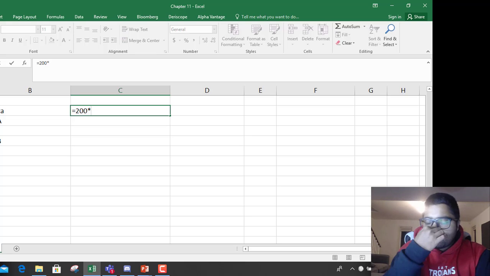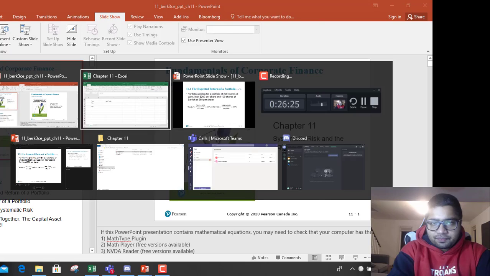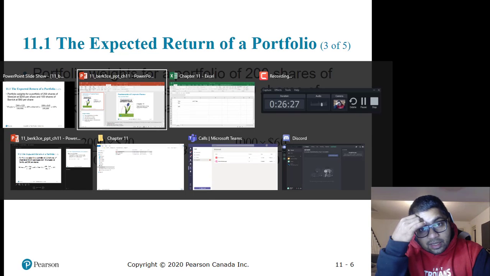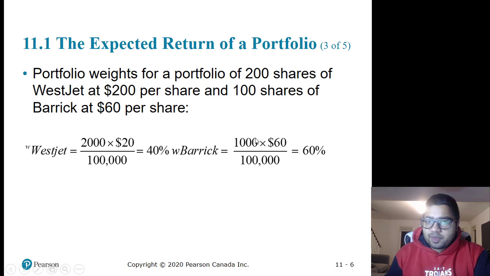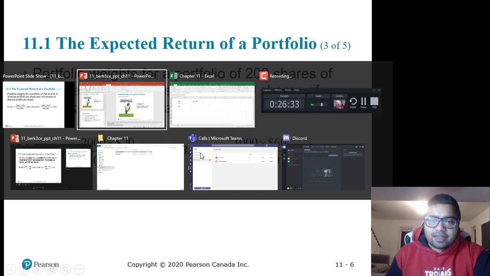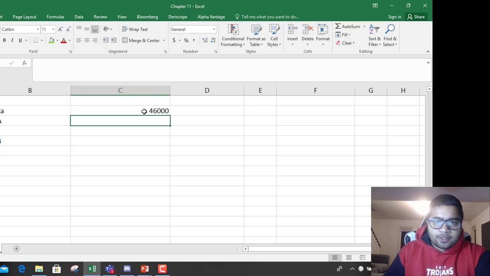$200 into 200 plus 100 shares at 60. So this should be 100, not 1000. There is an error here. So let's do it the right way. 100 into 60. So total investment is 46 grand.